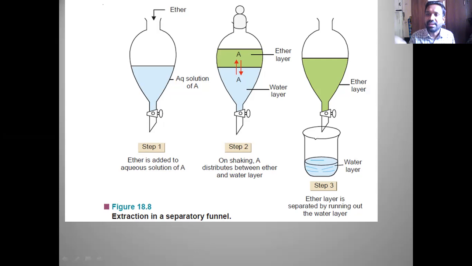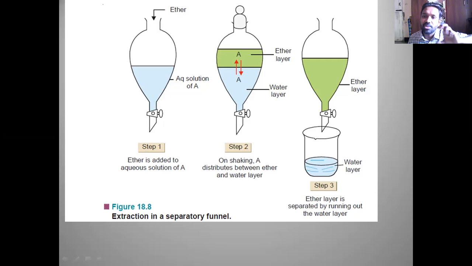Sometimes, if you are heating too much to evaporate your solvent, the compound could decompose also, is it not? Therefore, ether or ethyl acetate can be easily evaporated. Now, this is the solvent extraction. What was the advantage? Benzoic acid was less soluble in water, more soluble in ether. So it came into the ether fully.